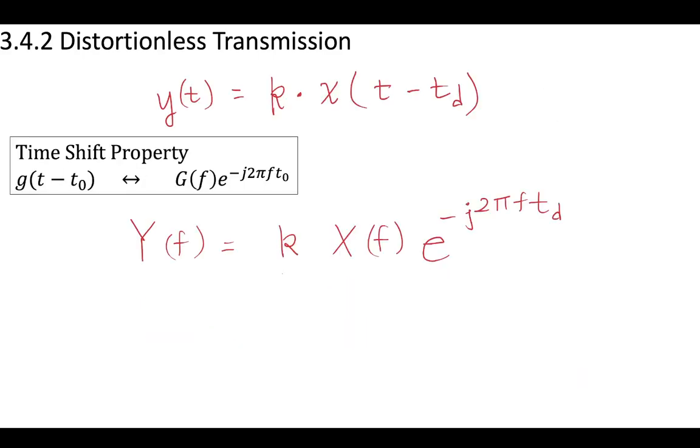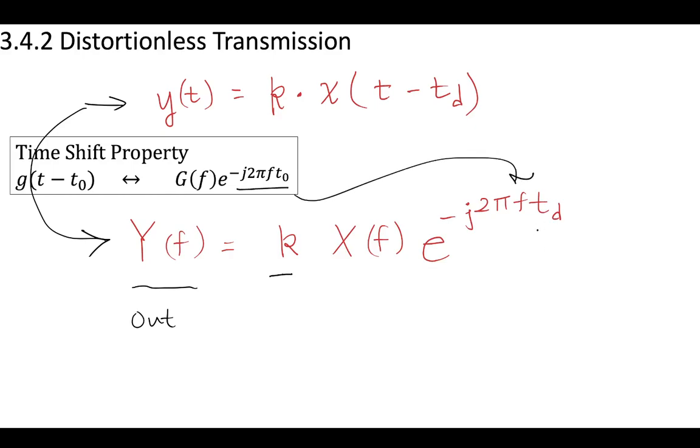So if you recall the time shift property, which was discussed in previous chapters, we could convert our ideal time domain distortionless signal into a frequency domain signal, which may be a little bit easier to work with. And if we do that, we see that our output signal would have some multiplicative constant. And then based on this time shift property, we would have some time delay that's introduced by this constant time delay, and that would appear in this exponent here.